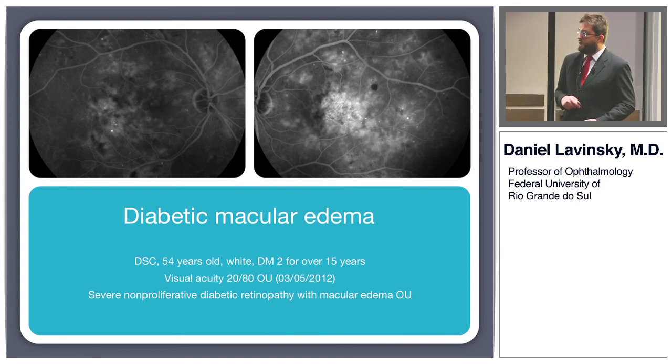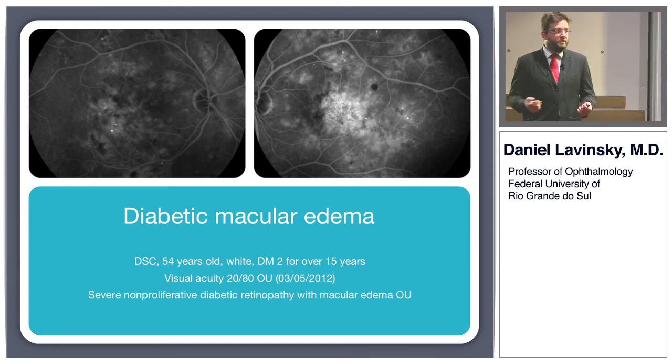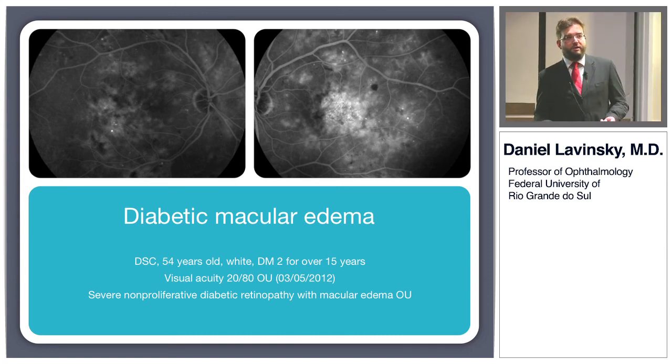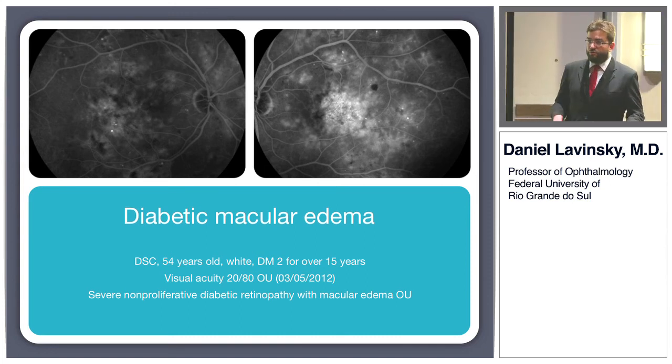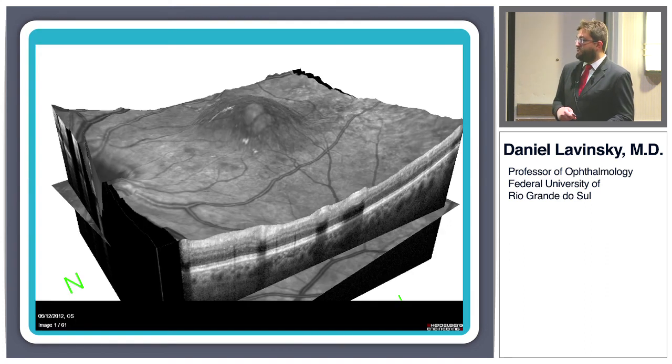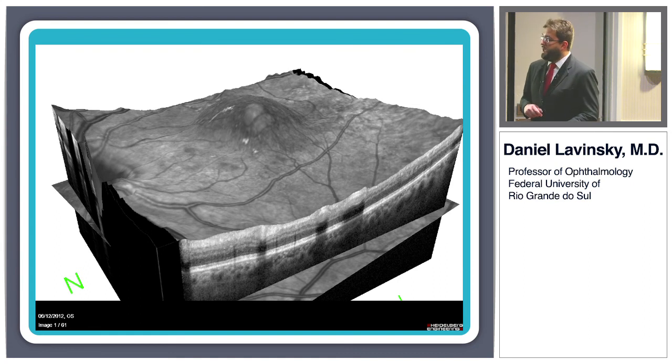a 54-year-old white patient with DME for over 15 years. This patient had bilateral, very severe disease. He couldn't afford any anti-angiogenic drugs; insurance doesn't pay for him. So we treated first with conventional focal photocoagulation, with no success. And then, this is the OCT before we treated with endpoint management.